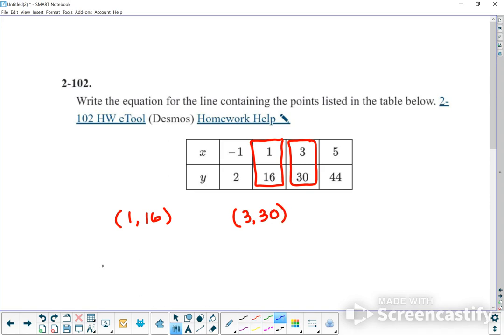First, I'm going to find the slope. So the slope is, I need to find the difference between the y's. So 30 take away 16, in that order, and I'm going to divide it by 3 take away 1. Okay, so 30 take away 16 is 14.